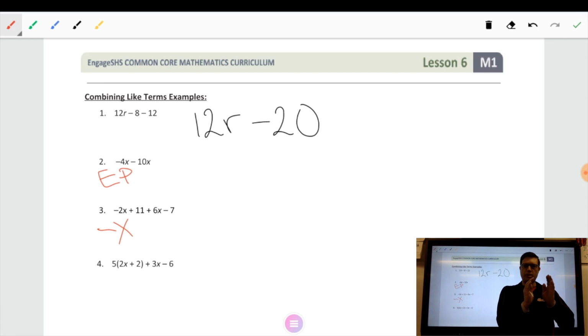Terms are the things that are separated by plus signs. So 1, 2, 3, 4 terms. I'm going to break them all the way apart, and then I'm going to regroup together. And I'm showing the full break apart only so that I can get to a shortcut, and you know why the shortcut works.